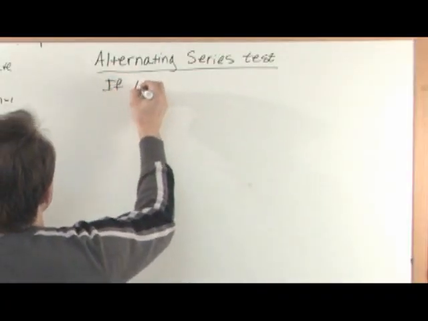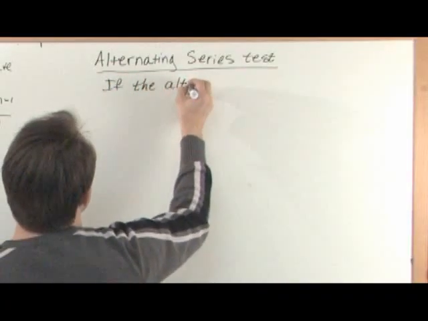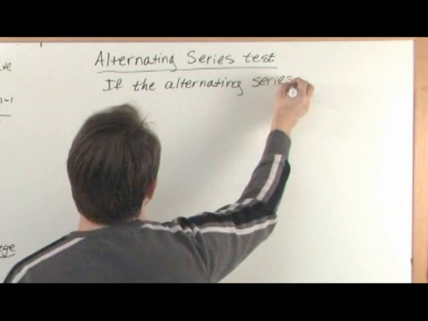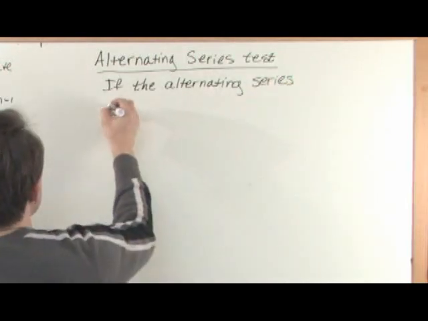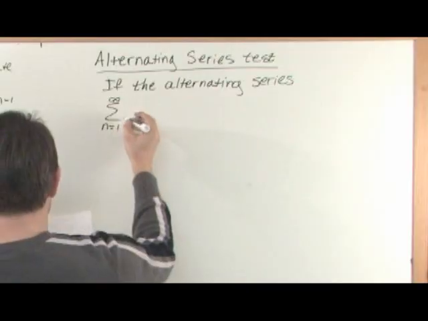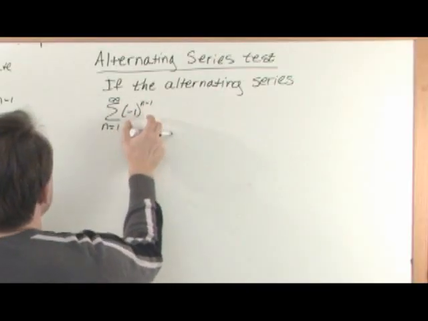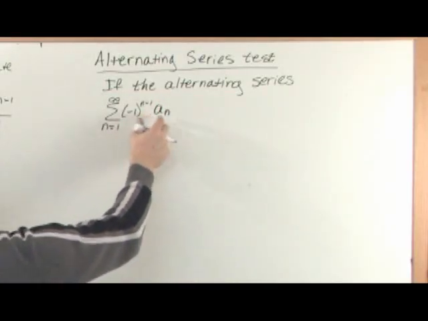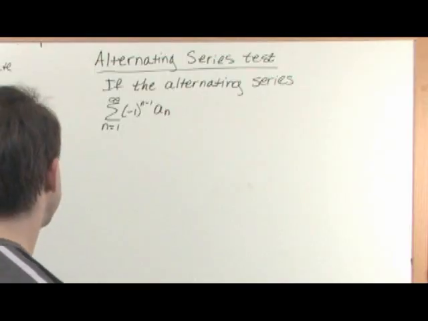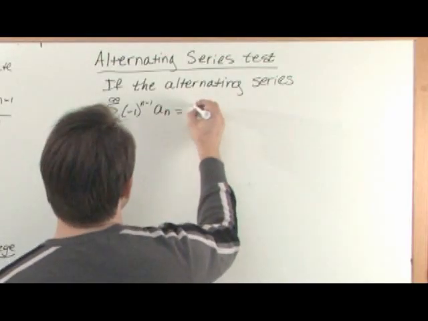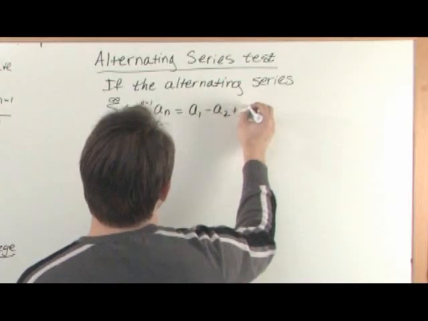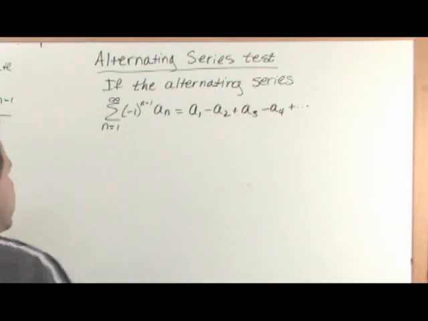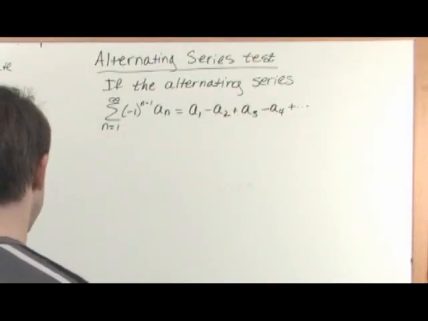If the alternating series, which can be written as the sum from n equals 1 up to infinity of negative 1 to the n minus 1, which just makes the signs alternate, of the terms a sub n. So here's the part that makes it alternate, and here are the actual elements that you're adding together, which would be written as something like a sub 1 minus a sub 2 plus a sub 3 minus a sub 4 plus ... Okay, so you go on and on to infinity. You're just adding, subtracting, adding, subtracting. That's all an alternating series is.